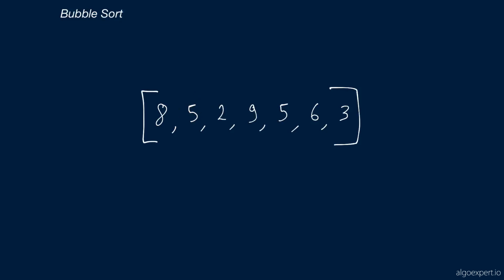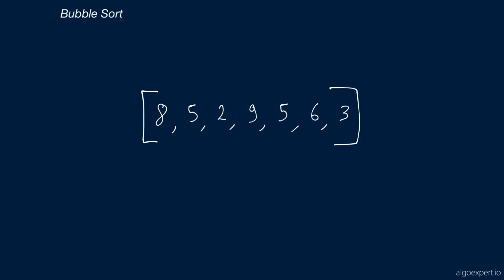So in the first example, we start at 8, 8 being our current number and 5 being the number that comes after 8. And we check if these two numbers are in the correct order. In other words, is the current number smaller than or equal to the next number? Are they sorted? If they are, then we just disregard them and we move on to the next number and we continue traversing the array, checking if numbers are in the correct order.